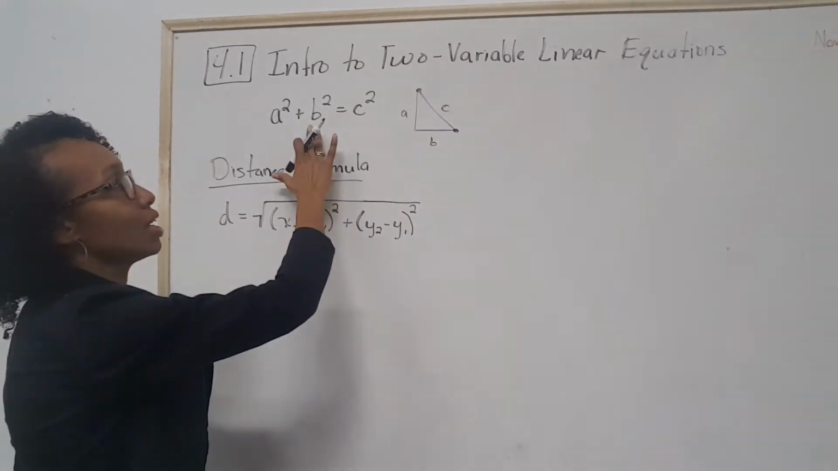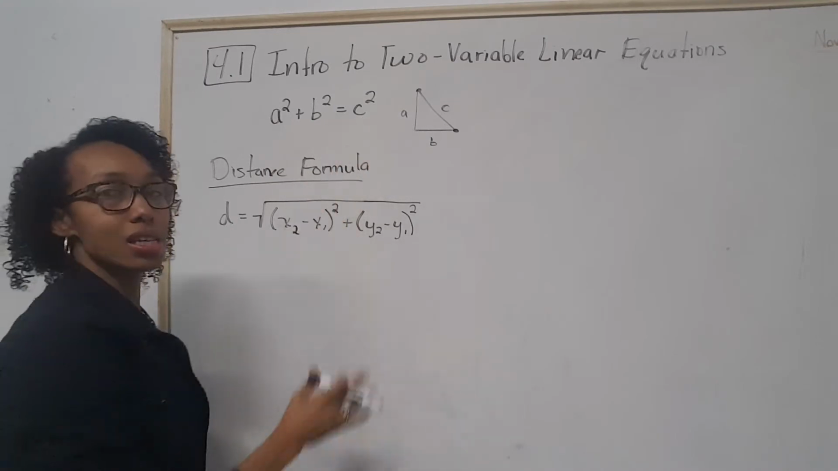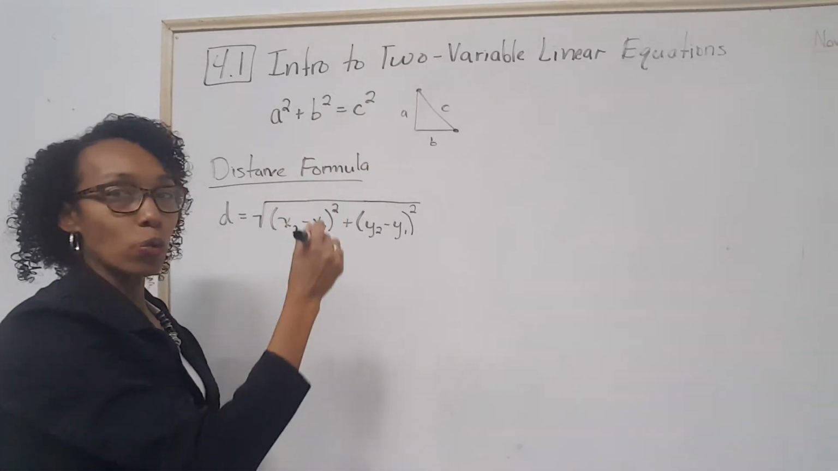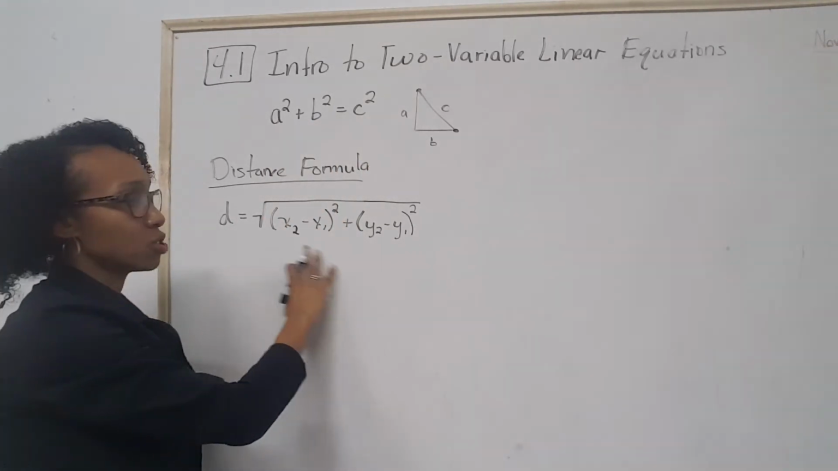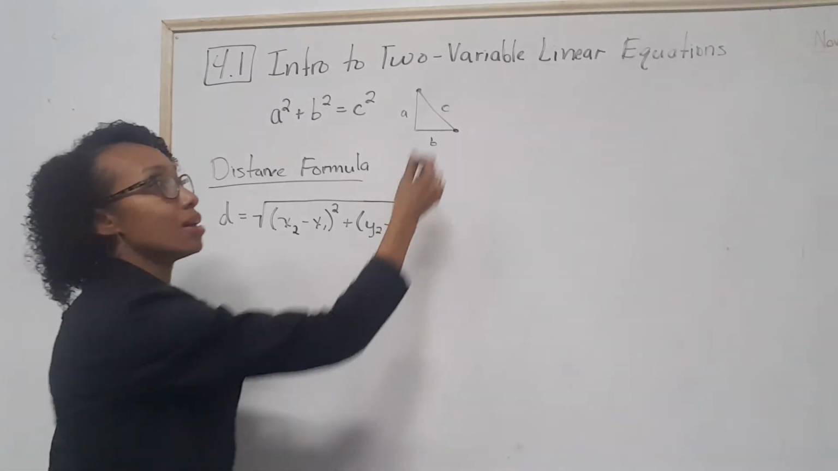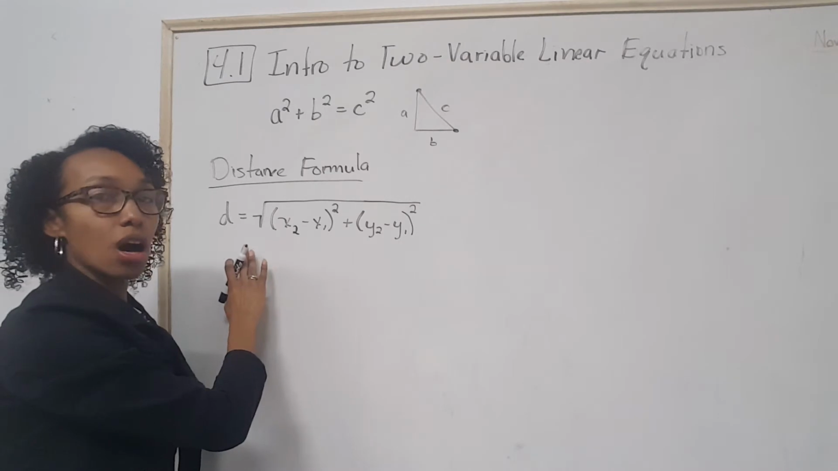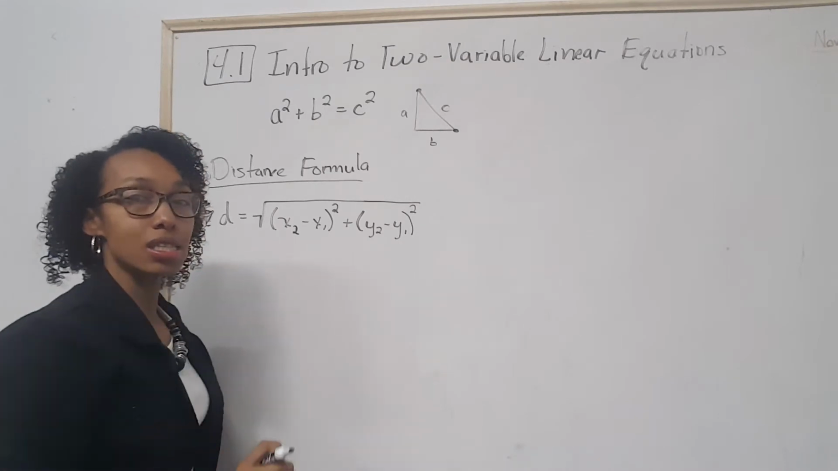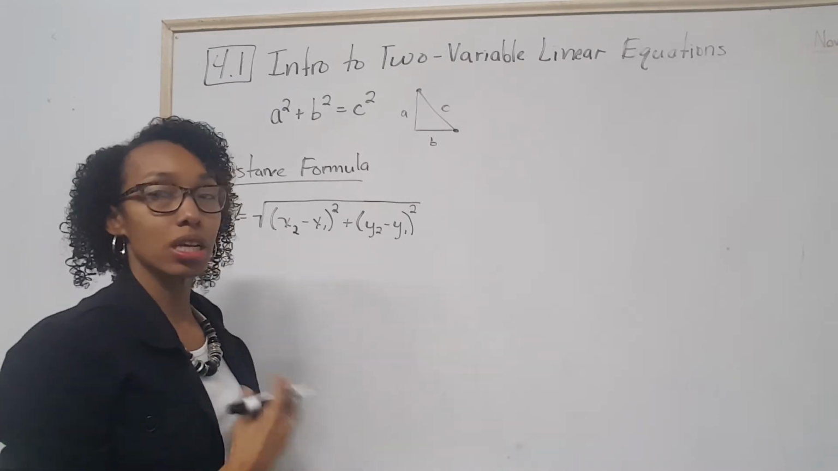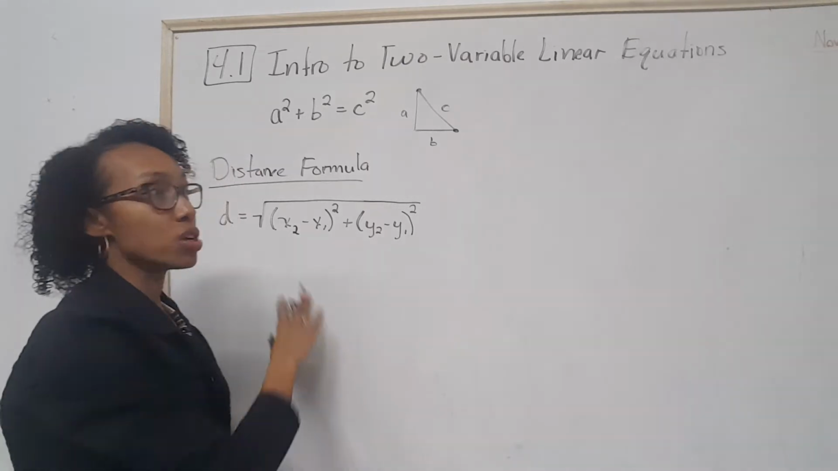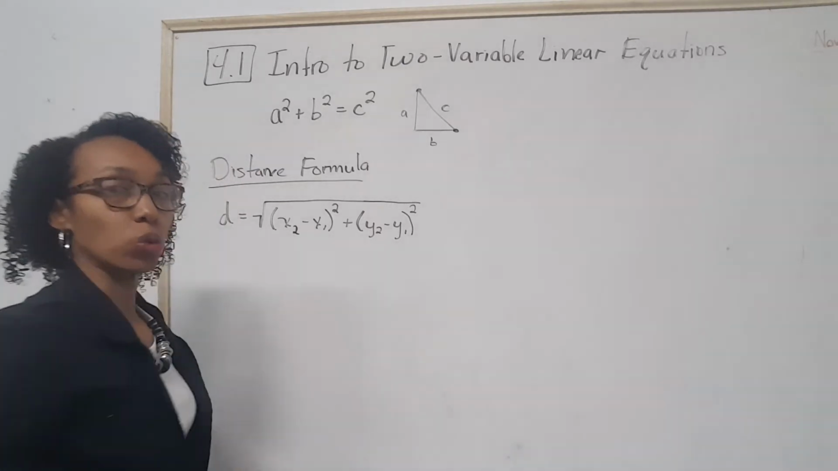And again, if we were trying to solve for c squared, we'd have to take the square root of both sides. That's where this formula comes from. Now, we're talking about distance, so even though it's a square root, our answers are always going to be positive because our distances are always positive. So we're going to ignore the plus or minus when we're talking about distances with our square root. All right?